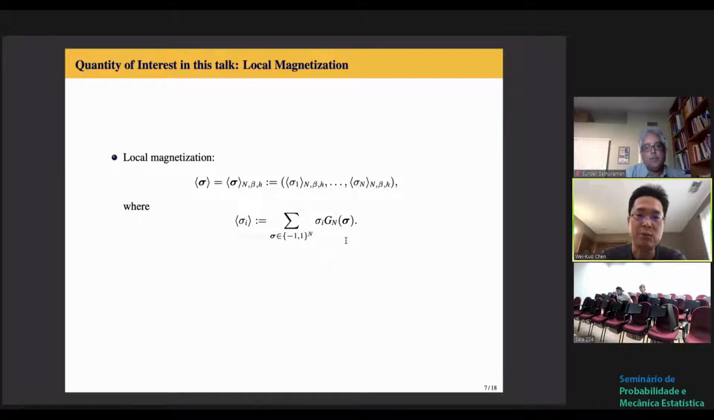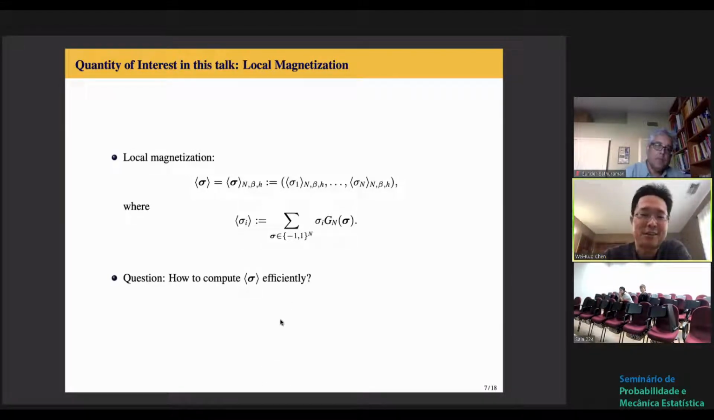Okay, and this is precisely what it is. Okay, so now this is the main question, right? How do we compute this vector here efficiently?